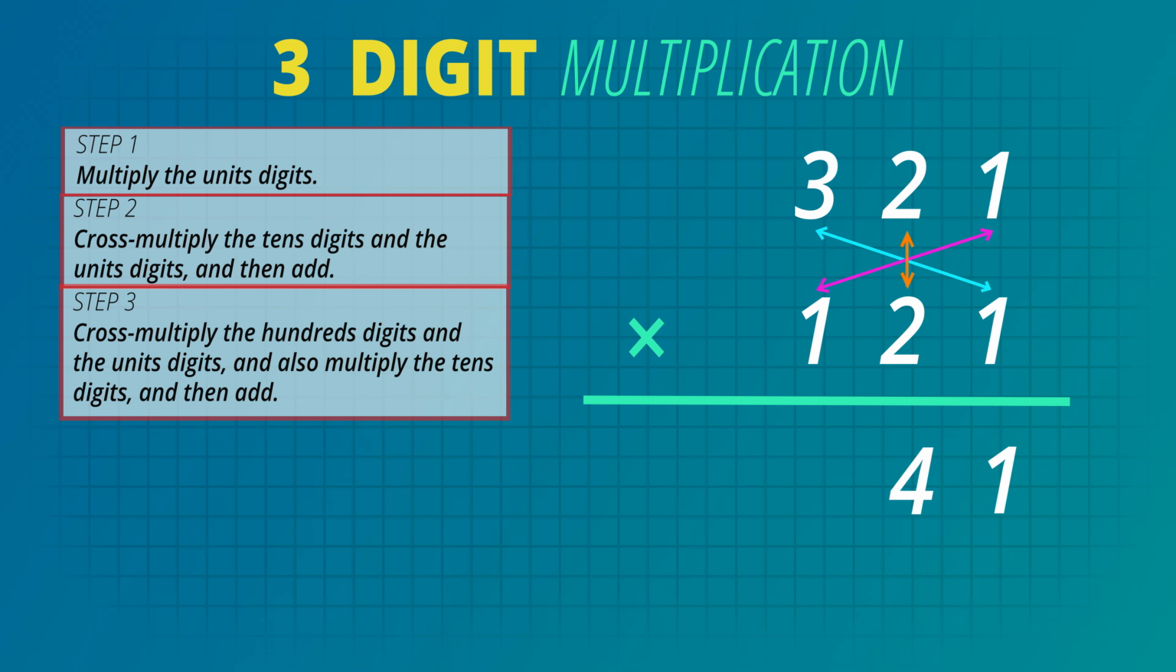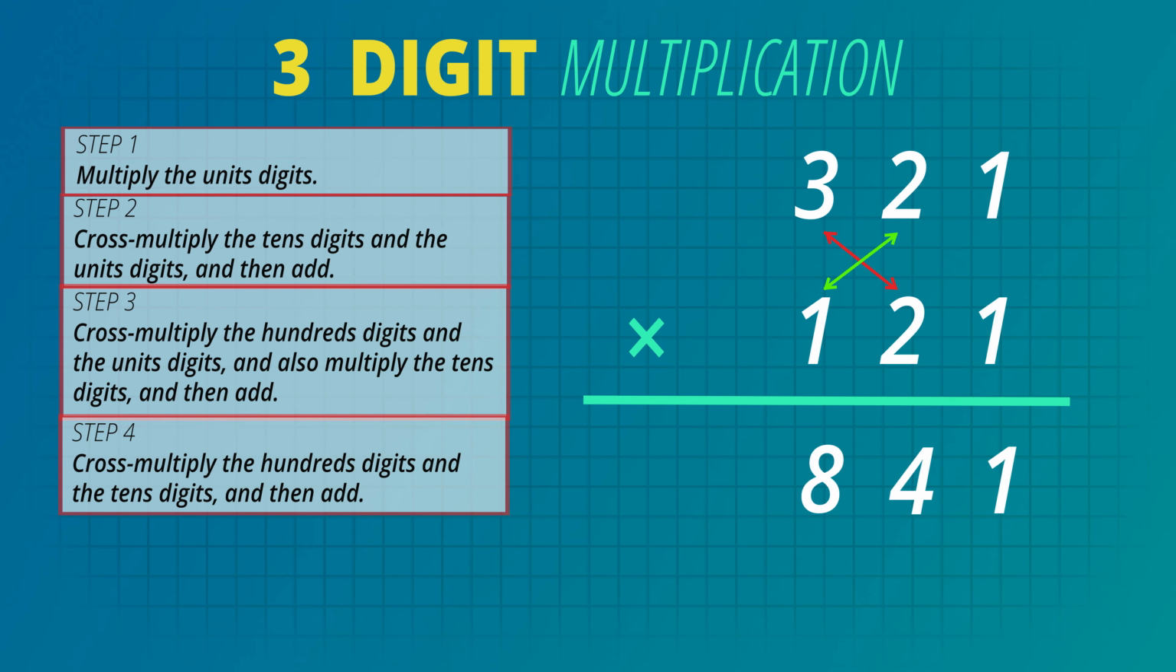In the third step, we multiply the digits in the hundreds and units, and also multiply the digits in the tens, and then add these. That's 3 times 1, which is 3. 1 times 1, which is 1. 2 times 2 is 4. Now add them. 3 plus 1 plus 4 is 8. Write 8 in the answer.